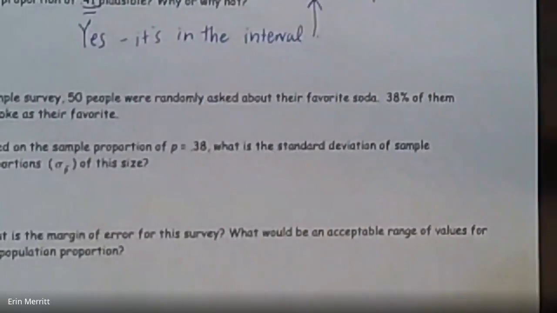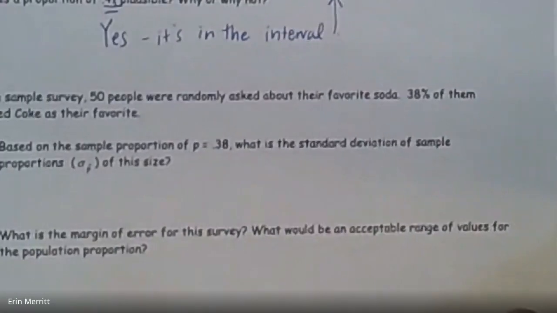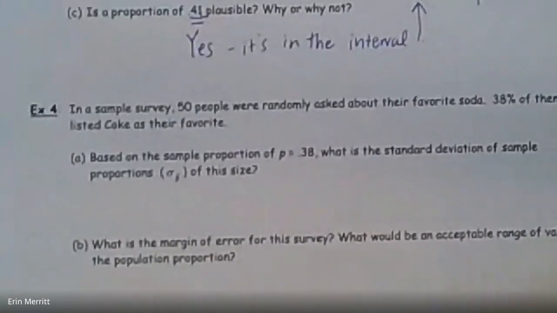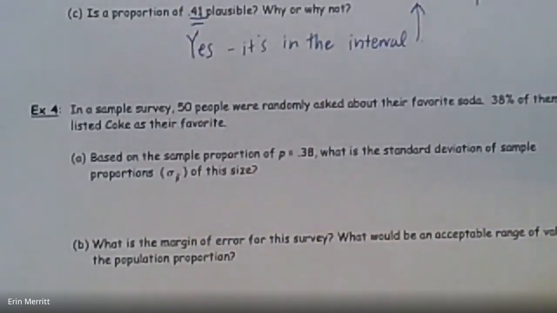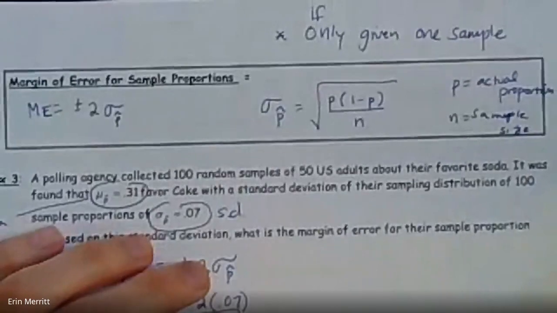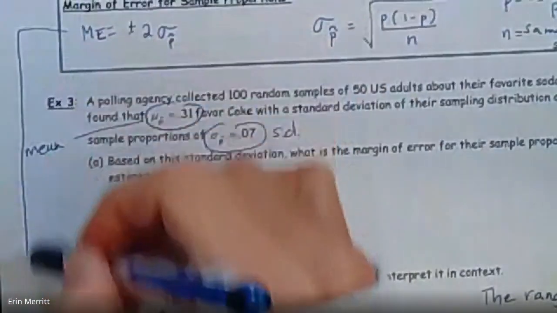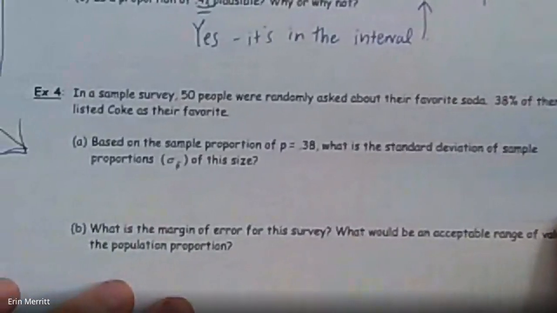Last question. It says, in a sample survey, 50 people were randomly asked about their favorite soda. Excuse me, 38% of them listed Coke as their favorite. Okay. Based on the sample proportion P equaling 0.38, what is the standard deviation of a sample of this size? So this one is where you need that formula. So this time we didn't need the formula because they were doing 100 random samples. But when you're doing one random sample, this is where those formulas come in. So you might even want to draw like a big old arrow going from up there down to here, because this is where we have one sample and where we would actually use this.